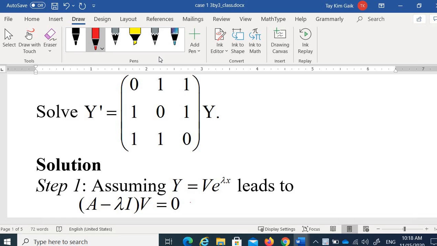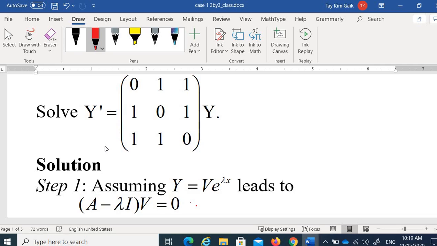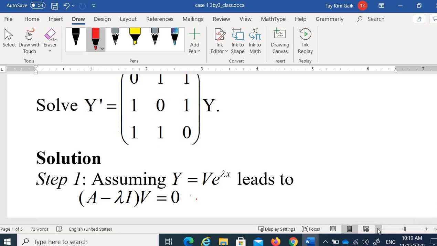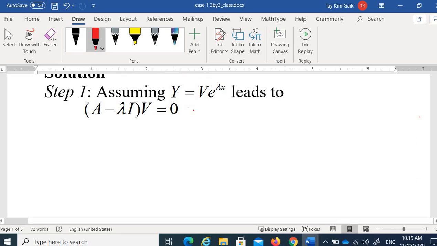If we assume the solution of y is e to the lambda x times v, where lambda and v are an eigenvalue and eigenvector, this will lead to the homogeneous system (A minus lambda I) v equal to 0. Lambda is the eigenvalue and v is the eigenvector.